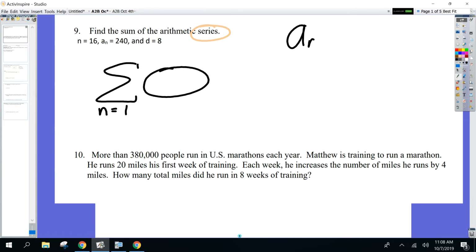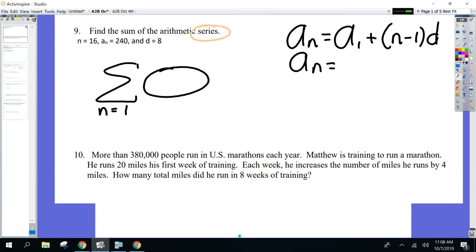What equation are we going to use for arithmetic? Here we go. It's the only one on there you can use. A sub n equals A1. N stays n when you write the equation for the nth term. So I have A sub n equals, oh boy, sorry, what's the problem? I have no idea what the first term is. Well, all right, I can at least fill in the rest.